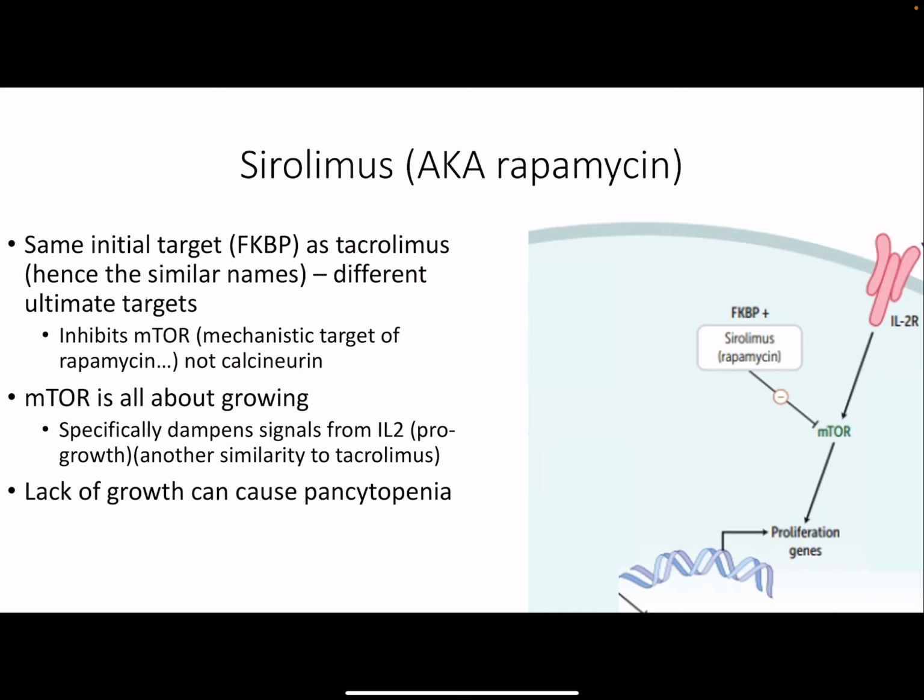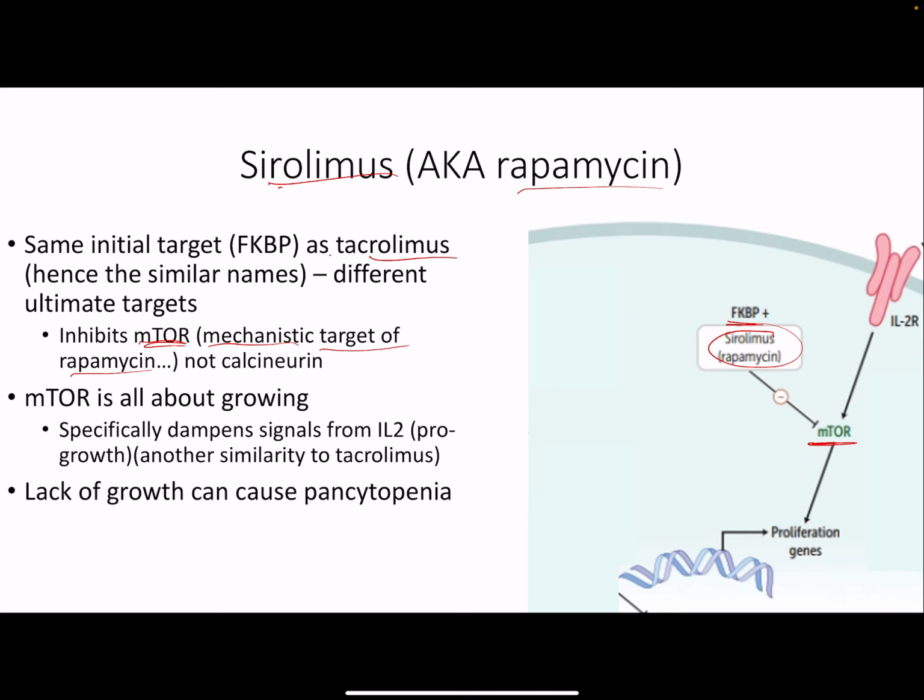All right, so sirolimus, also known as rapamycin, very similar names, and that's because the initial targets are the same. It is also going to be FKBP. The difference is rather than going after calcineurin, it goes after mTOR. And this is kind of easy to remember. mTOR stands for mechanistic target of rapamycin. So it should be no surprise that the rapamycin is going for the target of rapamycin. mTOR, you'll probably hear this throughout your career in the literature. This is just about growth within cells.